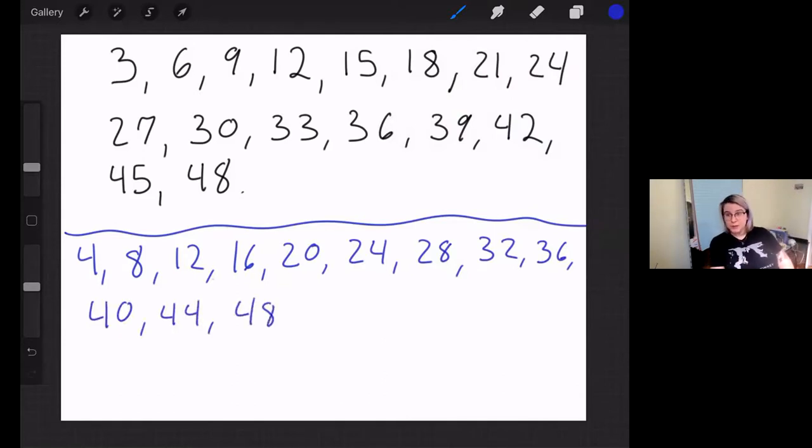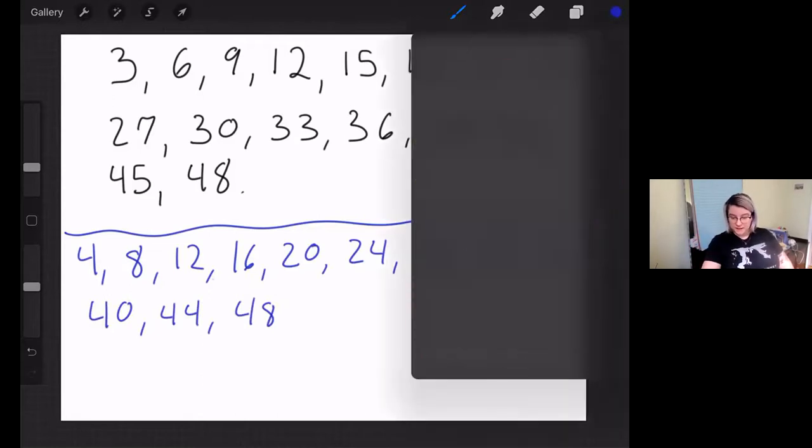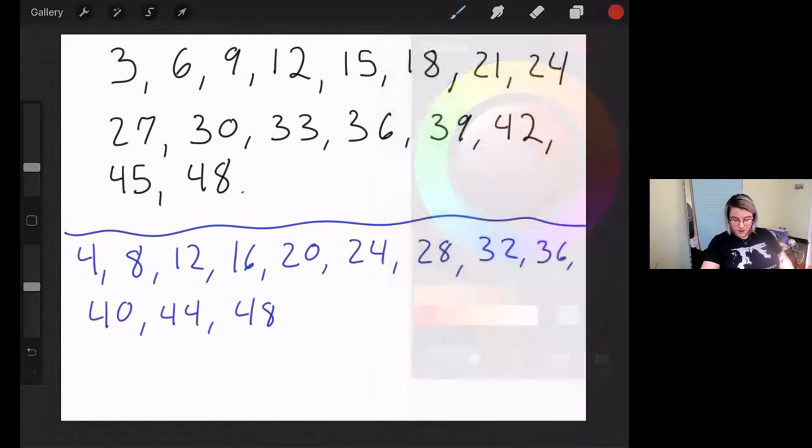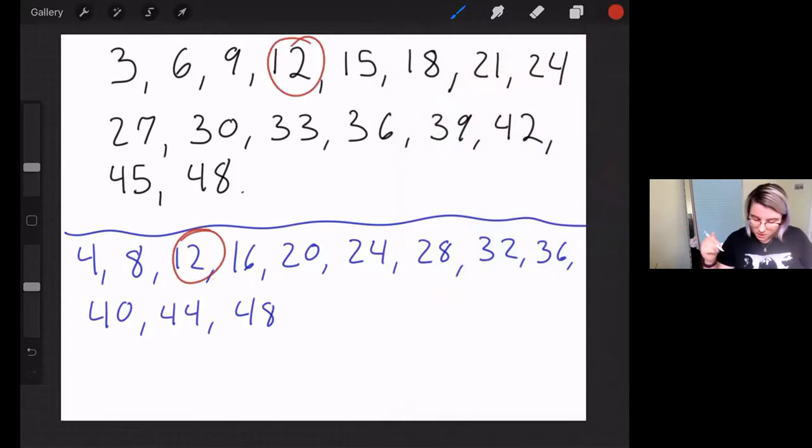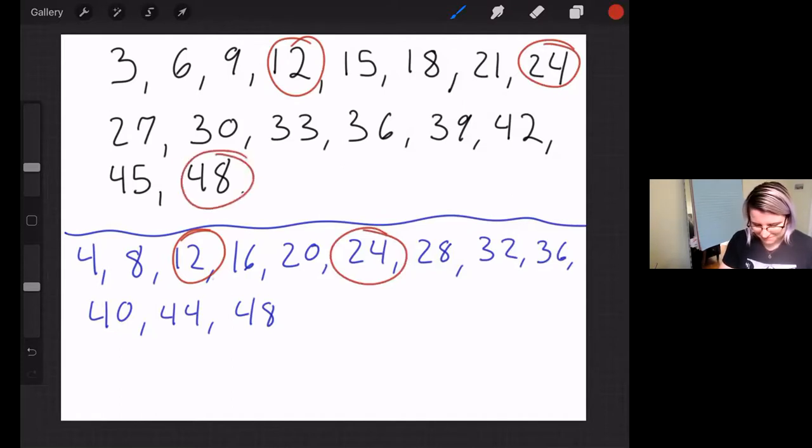How many common multiples do you have? How many numbers are on both of these lists? Well, we already know that 12 is a common multiple. Beautiful. Do you see any other numbers? I sure do. 24 is also a common multiple of 3 and 4. Do you see any others? And if we kept listing multiples, I bet we would keep finding common multiples. Let's look at another one.